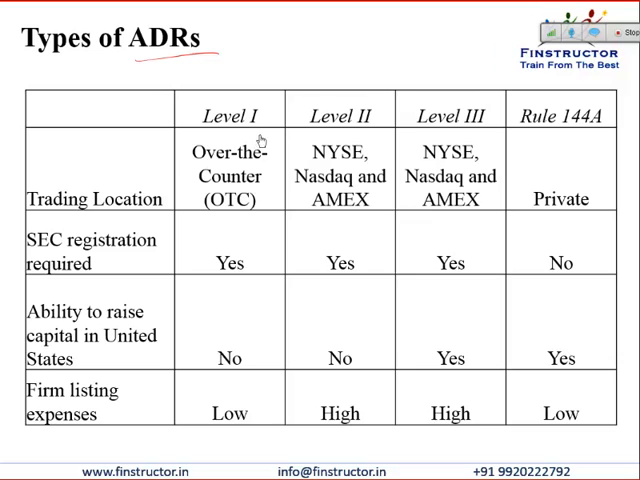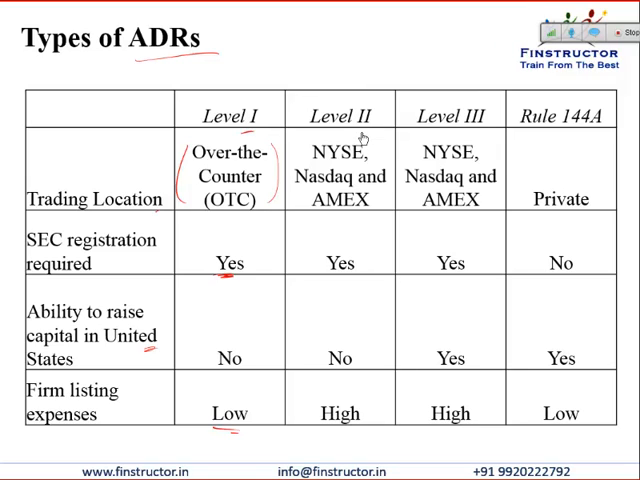For a level 1 listing, the costs are normally not very high. However, you will not be allowed to access the exchanges in the US, so your shares can only be traded over the counter. You will require a registration, but you will not be able to raise fresh capital in the United States, and your compliance costs and listing expenses are generally low. So if you just want a presence in the US and don't need new capital, then a level 1 listing is what an Indian company or a foreign company can go for.